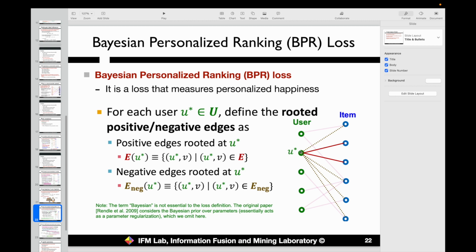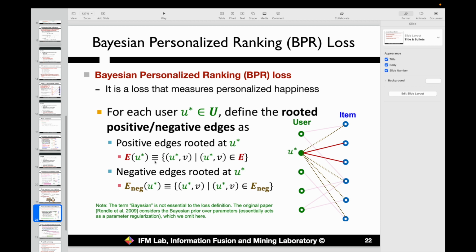We define this as the positive set E positive for u star. They cover all the known user item pairs in the recommender system. All the pairs inside the set are associated with u star and some other items in the system. At the same time, we can also extract a set of rooted negative edges, or pairs, as well. We define the negative pairs as E negative for u star. This one is also associated with u star. And we can also extract some other potential or non-existing edges inside the recommender system. We define this as a negative set for u star. They are also associated with u star.